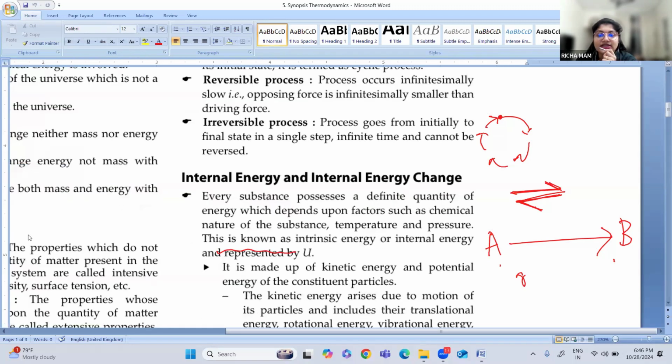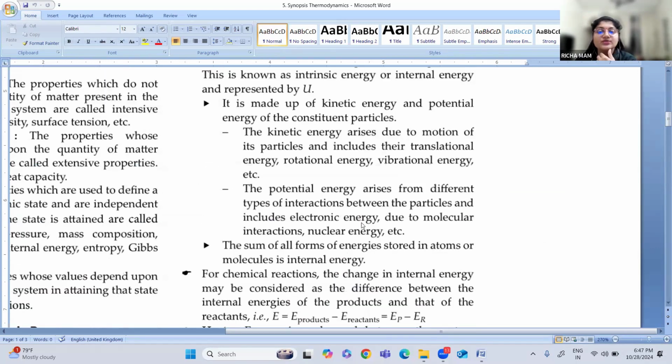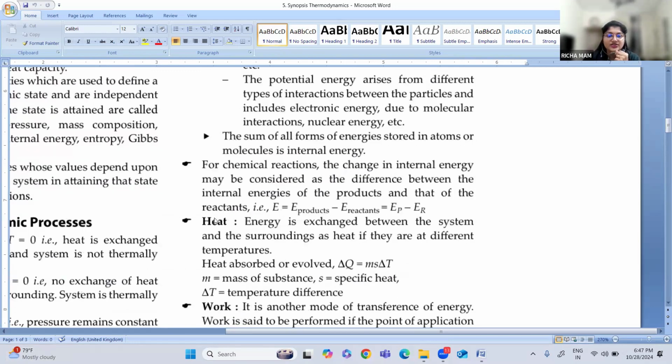Then internal energy and internal energy change. So what do you mean by internal energy? Internal energy has a definite quantity of energy. It depends upon various factors like the chemical nature of the substance, temperature, and pressure. So this will tell you about the internal energy. Internal energy is made up of kinetic energy and potential energy. So that is about the internal energy.